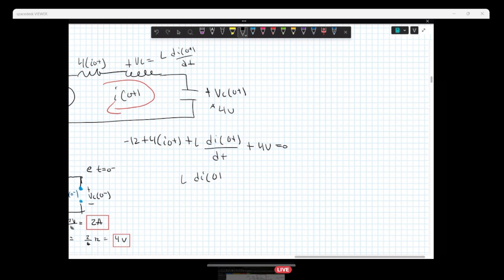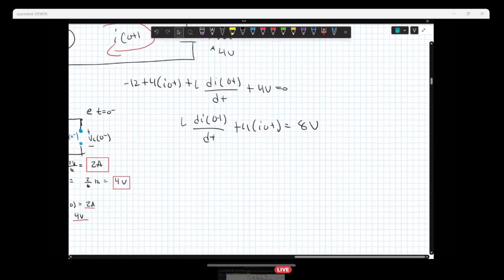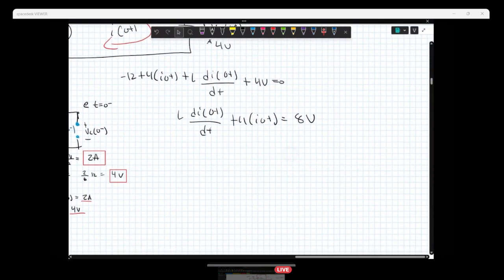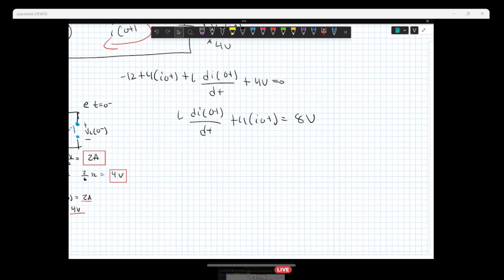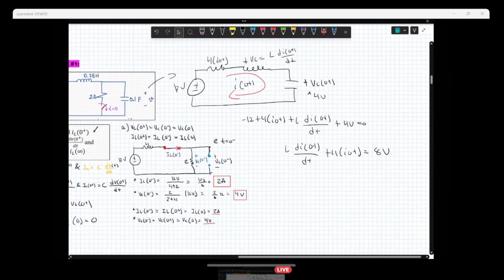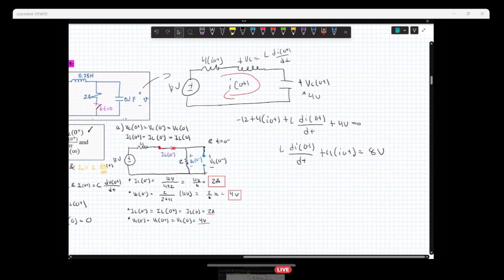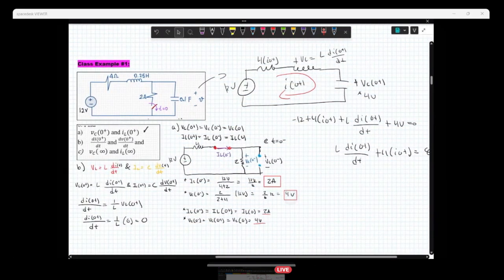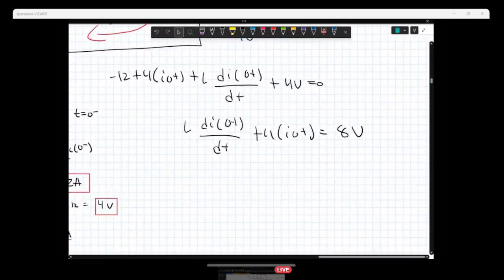So you get that L di of 0 plus over dt is minus a, so this would be plus 4 I of 0 plus, which is equal to minus 8 volts. Then you divide everything by L. And then I need to know how would I get I of 0 plus? Do I know I of 0 plus? So we got I of 0 minus, yes, this would be 2A. So yeah, this is 2A, because I know that.